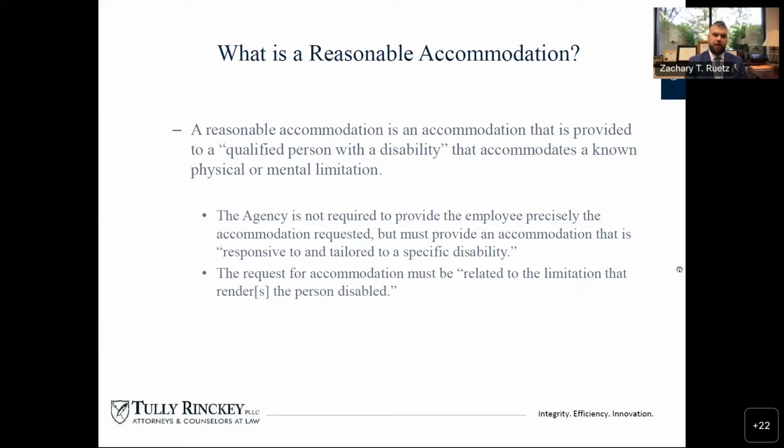So what is a reasonable accommodation? An accommodation is one that's provided to a qualified person with a disability that accommodates a known physical or mental limitation. And let's break that down a little bit. The agency is not required to provide the employee precisely what they have requested, but must provide an accommodation that's responsive to and tailored to a specific disability. The request has to be related to that limitation that renders that person disabled.